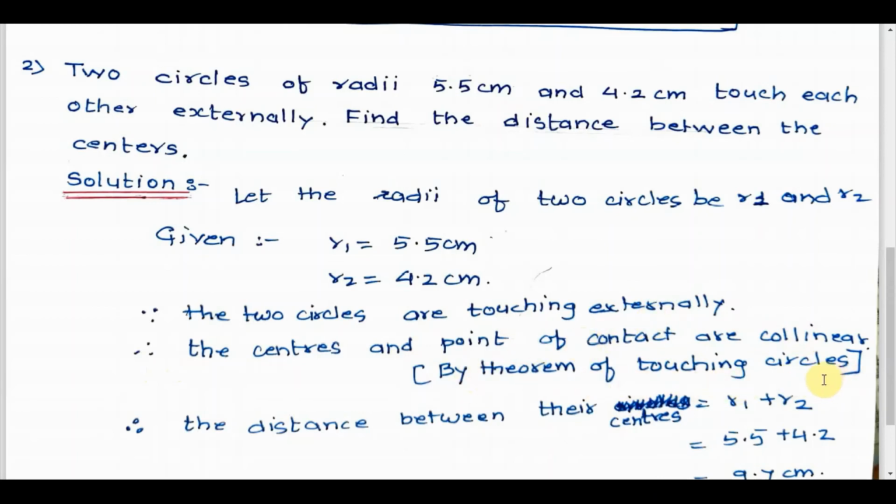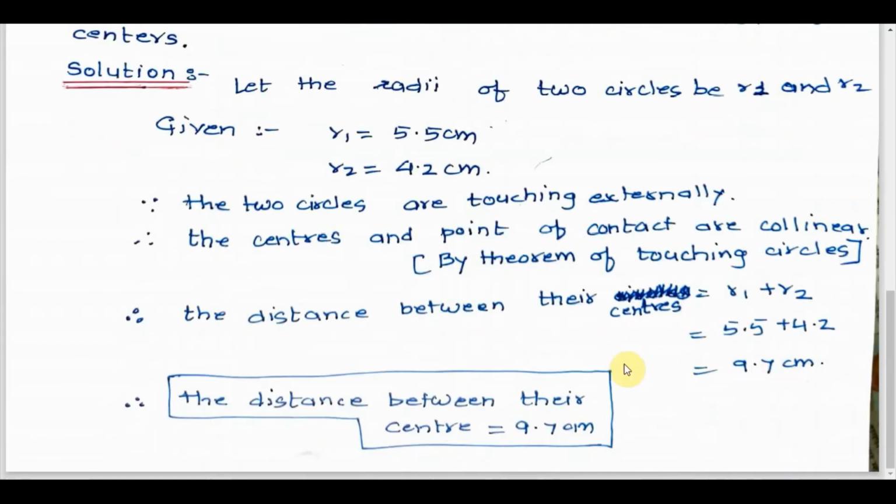So what is the distance between their centers? The distance between their centers is equal to the sum of the radii. Correct, so r1 plus r2. Just substitute 5.5 plus 4.2. The sum is what? That is 9.7 centimeter. Therefore the distance between their centers is 9.7 centimeter, and box it. So like this you have to solve example number 1 and example number 2.